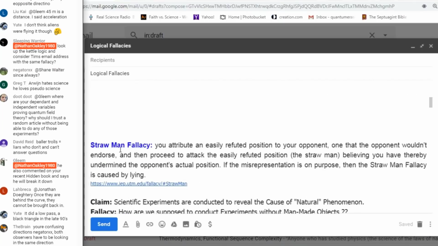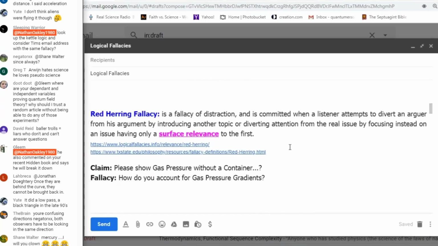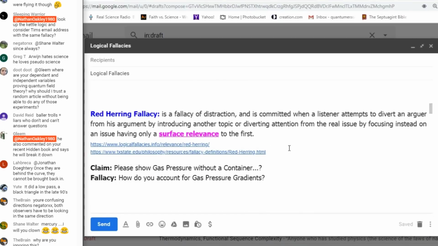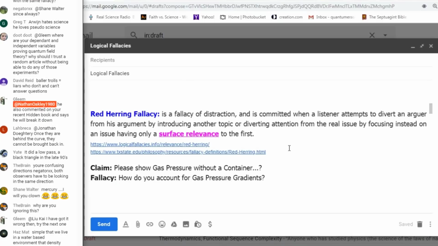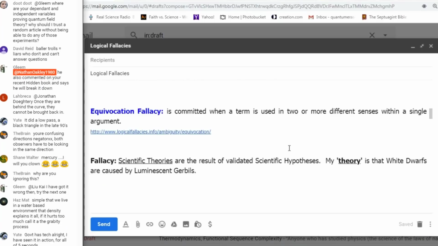Don't beat yourself up over this. The straw man and red herring, they're easily confused. It's still a fallacy, so it's not a big deal. Cool. Yeah, let's move on.